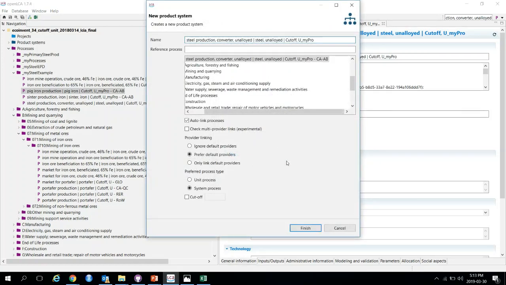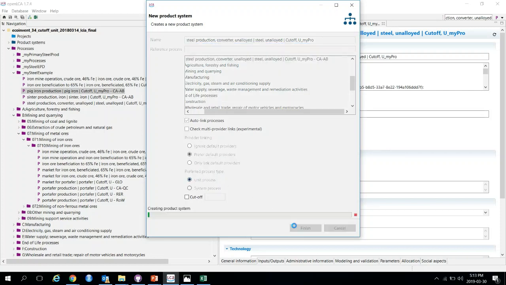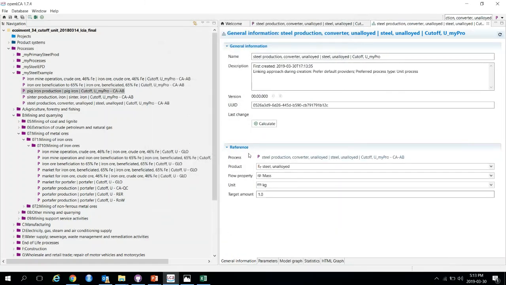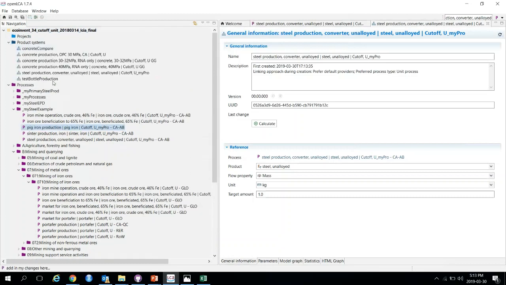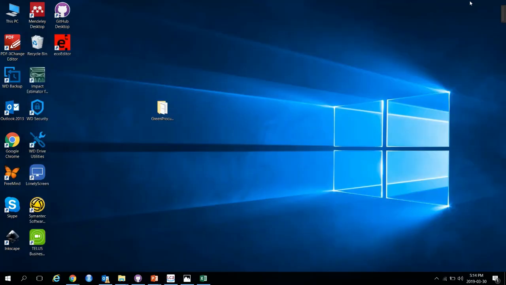And so we just create the product system. We have our reference process, refer unit processes, go finish. And the product system will be created. There we go. If we look at our product systems folder, we see it's right here, converter unalloyed. And now we're ready to calculate results. But that will be held for a later lesson. So that concludes part 2.